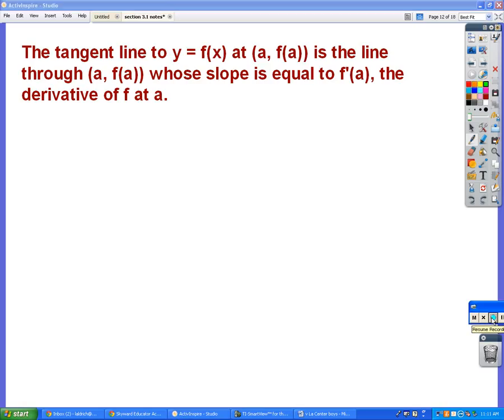This just says the tangent line to y equals f of x is the line through that point whose slope is equal to the derivative at that point.